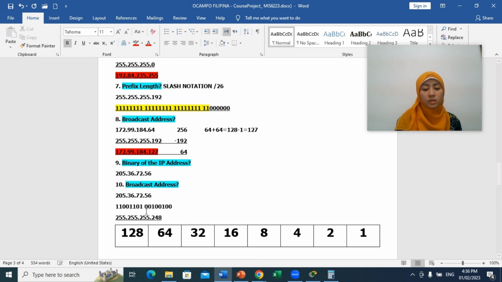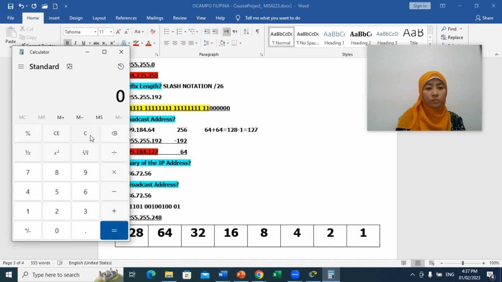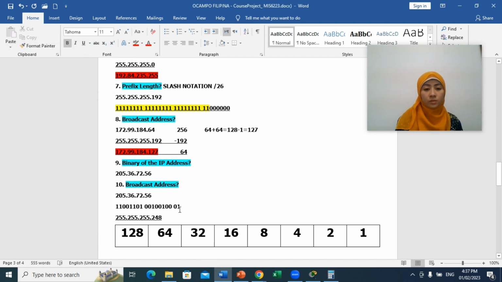Okay, another is 72. 72 minus 128, it cannot be. Then 0. 72 minus 64, it can be. So we will put 1. So 72 minus 64 is 8. So 8 minus 32 it cannot be, so 0. 8 minus 16 cannot be. 8 minus 8 it can be, so 1. And then the rest is 0.